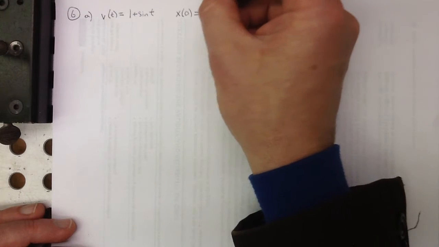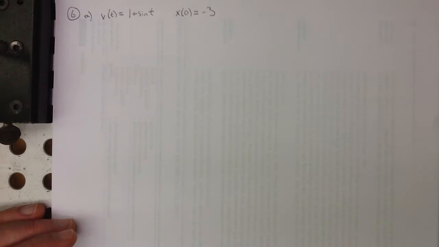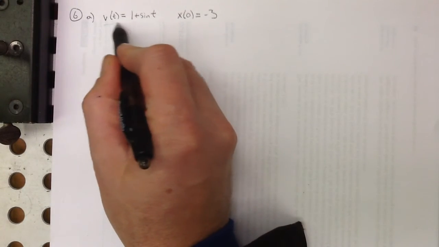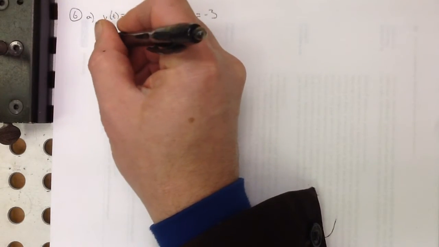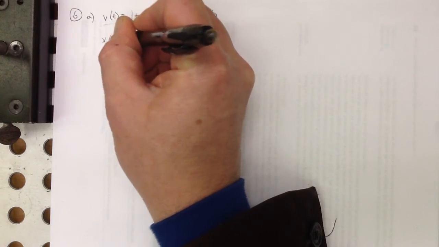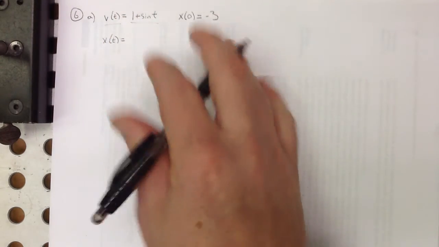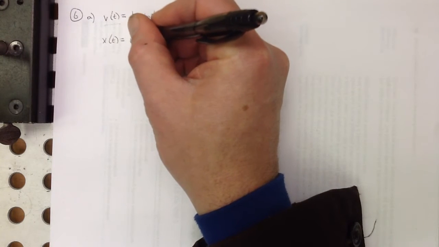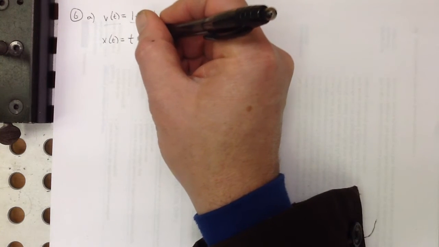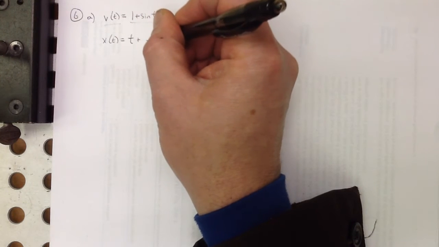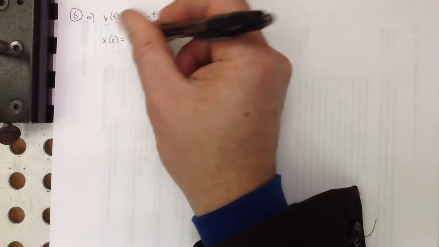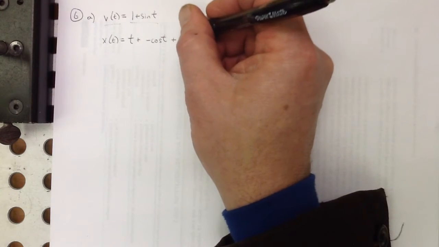And they're telling us that the position at time 0 is equal to -3. And the directions say, use the given information to find the position function of the particle. So how do I do that? Well, position is the antiderivative of this. So the position function is equal to the antiderivative of this, which would be, let's see, the antiderivative of 1 would be t. The antiderivative of sine would be negative cosine t. And then I haven't put in any value yet, so I have to put the plus c here because I don't know what it is yet.